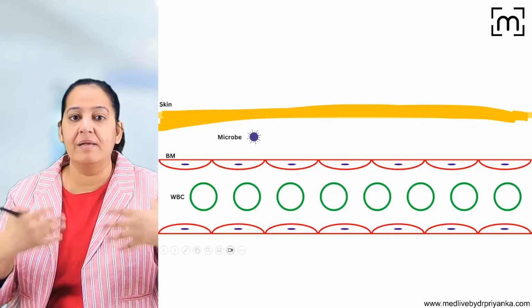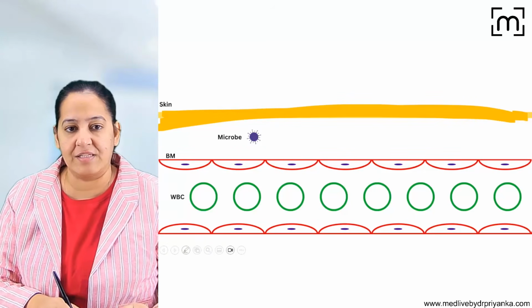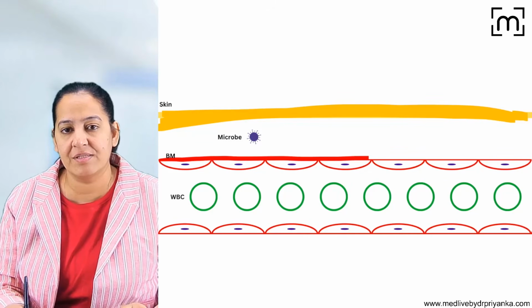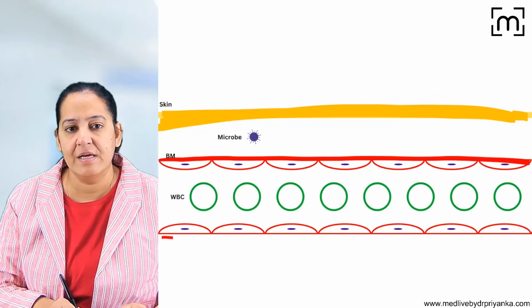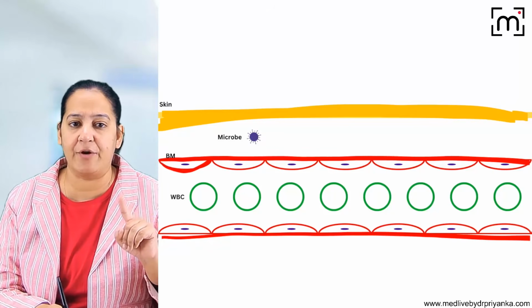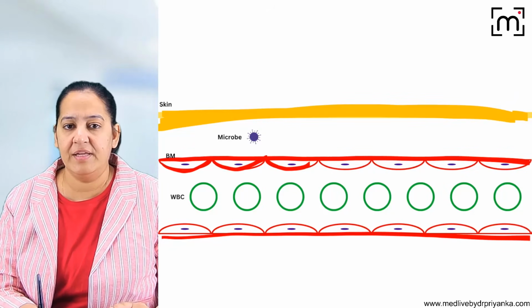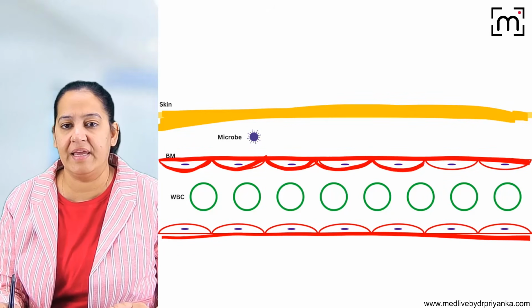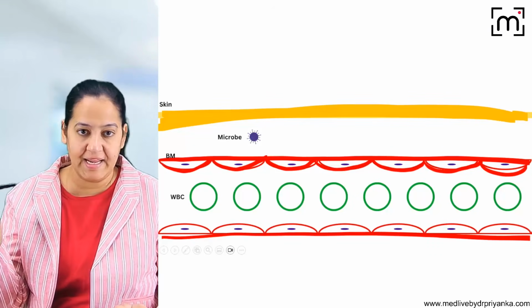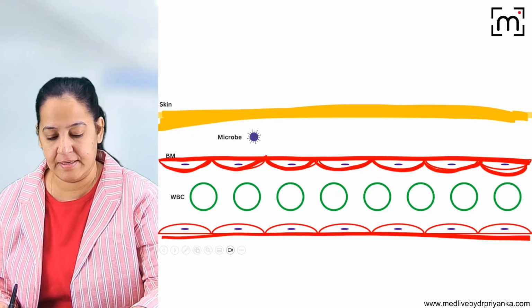Everywhere we have blood vessels. So you can see a blood vessel just below that. Can you see the blood vessel just below that? So we have blood vessels everywhere. This is the basement membrane of the blood vessel. You can see the lining of the blood vessel by endothelial cells. These are the endothelial cells. This is the lining by endothelial cells.